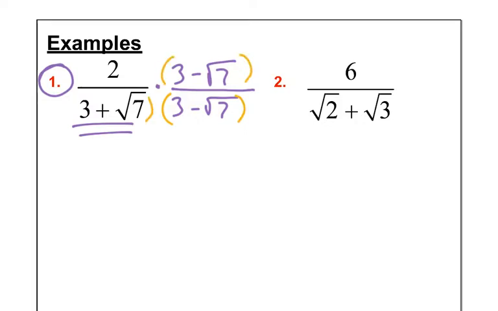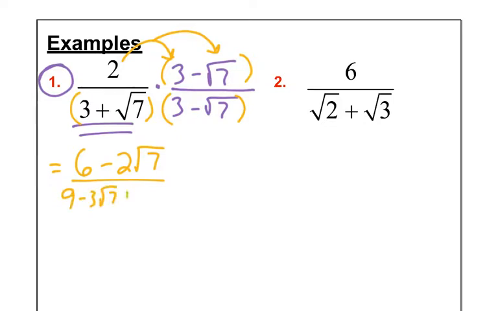On the bottom, we're going to have to FOIL. On the top, we're going to have to distribute. Great, here we go. 2 times 3 on top is 6. Minus 2 times root 7 is just 2 root 7. On the bottom, again, we had FOILing. So 3 times 3 minus 3 root 7 plus 3 root 7 minus square root of 49 is 7. The inner numbers always cancel.